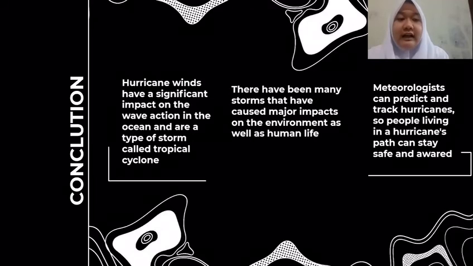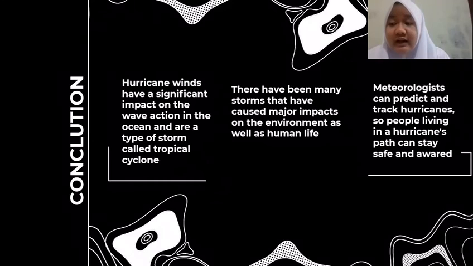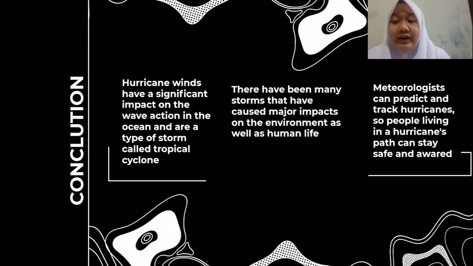So the last is the conclusion. In conclusion, hurricane winds have a significant impact on wave action in the ocean and are the type of storm called a tropical cyclone. High winds cause extreme waves during hurricanes, and there have been many storms that have caused major impacts on the environment as well as human life. Because meteorologists can predict and track hurricanes, people living in a hurricane's path can stay safe by advanced preparation, including an evacuation plan, creating an emergency kit, and other supplies. And most importantly, by listening to local authorities on the best way to stay safe.